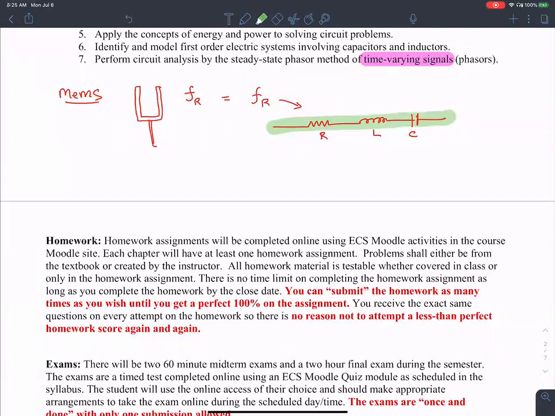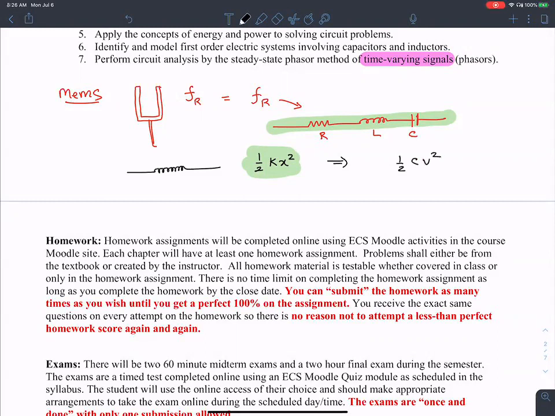Oftentimes, when you want to model the behavior, even before fabricating them, even before committing to a design, what you will do is model them and simulate them in the electrical domain. I'll give you another example. Think about a spring in the mechanical domain. What's the energy stored in a spring? Half kx squared, where k is the spring constant and x is the displacement of the spring. As you will see, this form, half times kx squared, is very familiar, and it's ubiquitous. You'll see this over and over again.